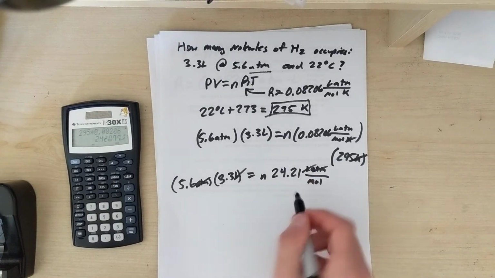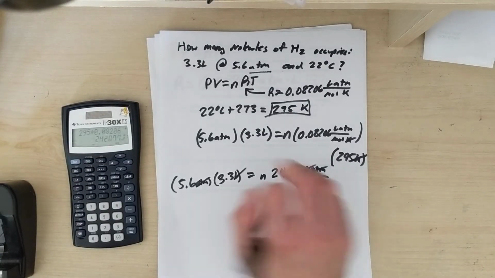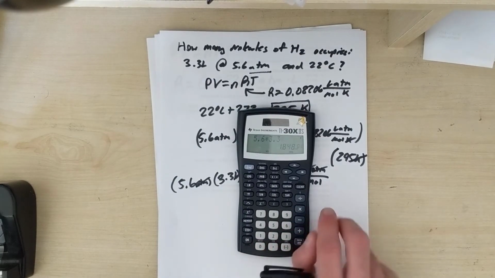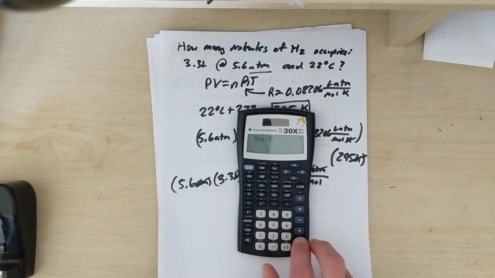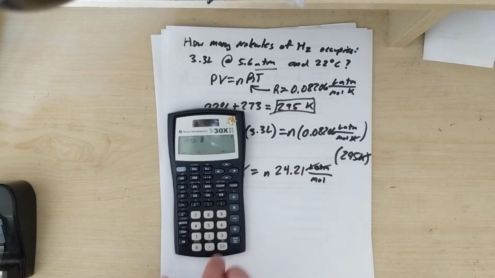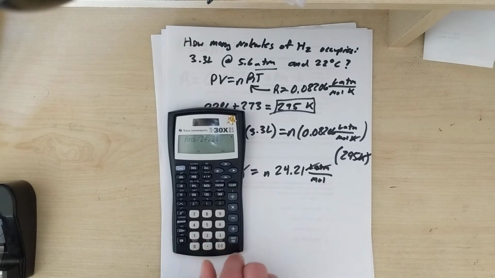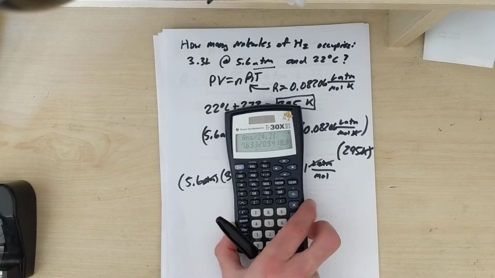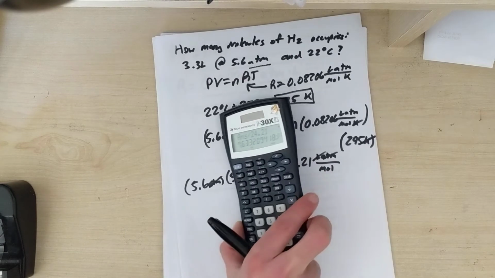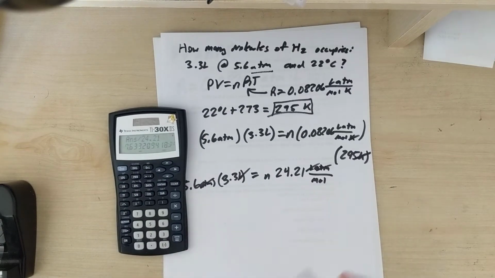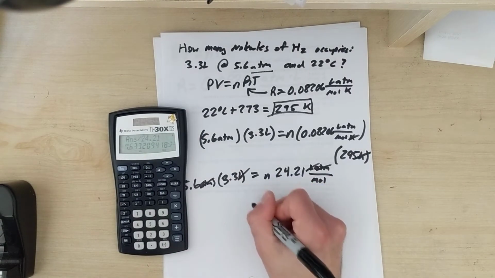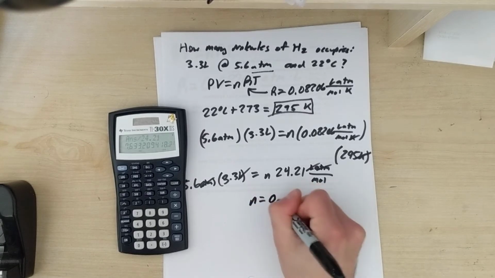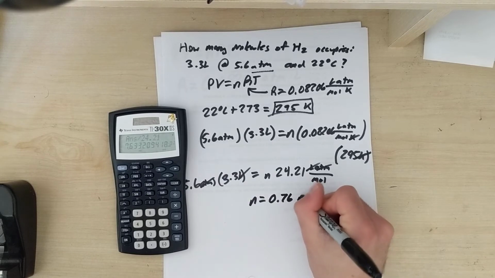So what I'm actually going to do is divide 5.6 times 3.3 by this 24.21 right here. So let's do 5.6 times 3.3, and then divide that using the answer feature. Okay. So now we have our value right there, which is 0.76. My calculator isn't scientific. And it's going to equal 0.76 moles.